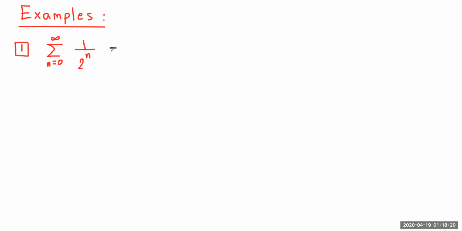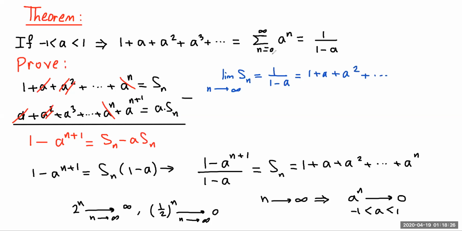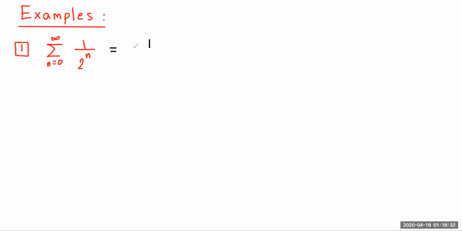So here, this sum from 0. Remember that always, to use this theorem, the beginning must be 0. So the beginning is 0, so it's 1 over 1 minus a half. So it's 1 over a half, so it's 2. The final answer is 2.